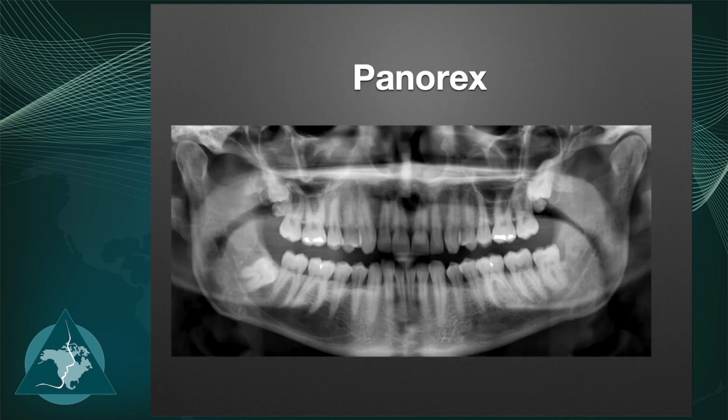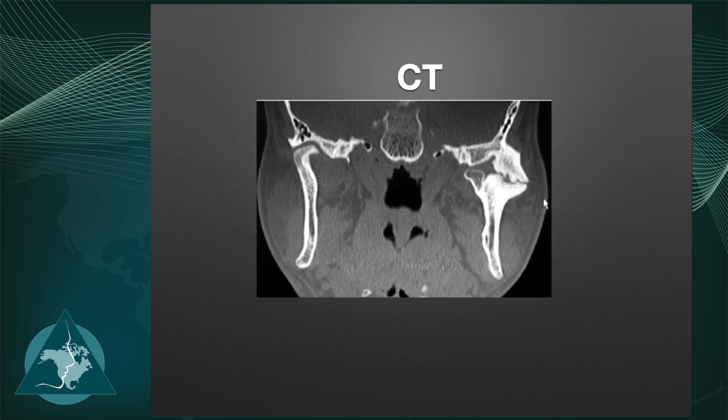We know what a pano looks like. It is quite limiting. You have distortion, and you really can't tell if one condyle has shrunk compared to the other one unless it's quite significant. And this is a real nice pano actually, but a lot of times you have interference from other structures that make it difficult to see because it is a two-dimensional image.